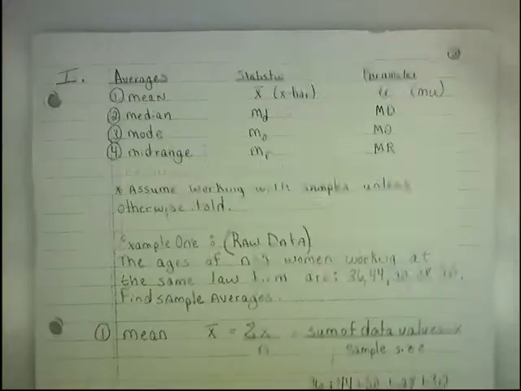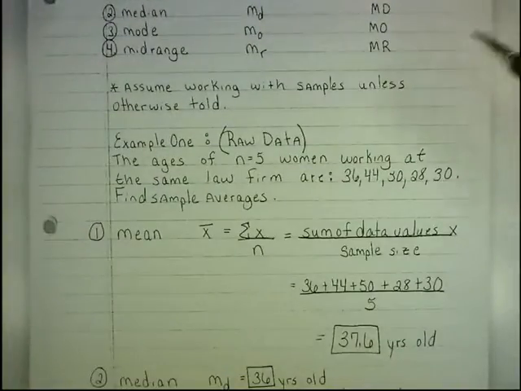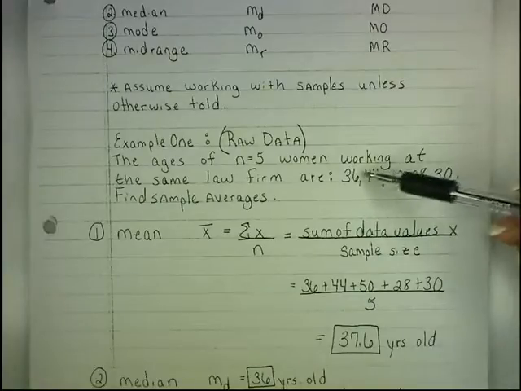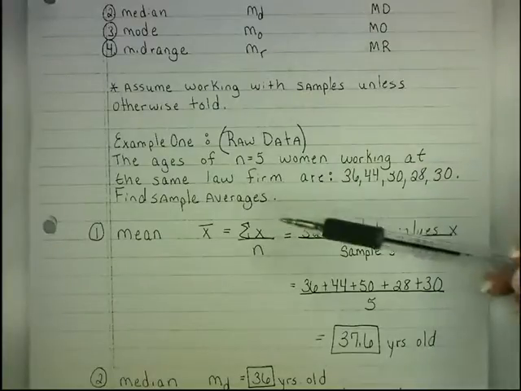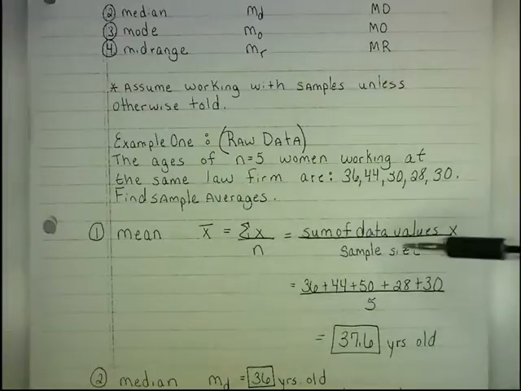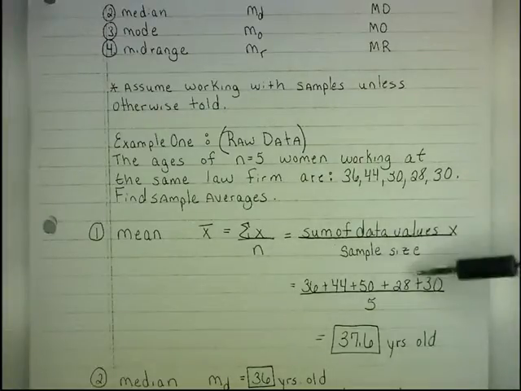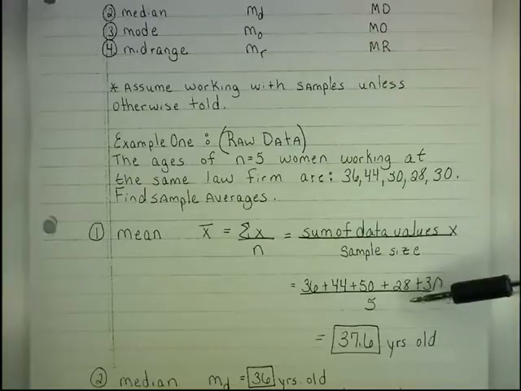The first example is of a raw data problem, and I take 5 women working at the same law firm. If you notice, their ages are not in any particular order. They're out of order, actually, and they are separated by commas. I wish for us to find the sample mean, median, mode, and mid-range together, treating it as a raw data problem, and then I will show you how to use your calculator.